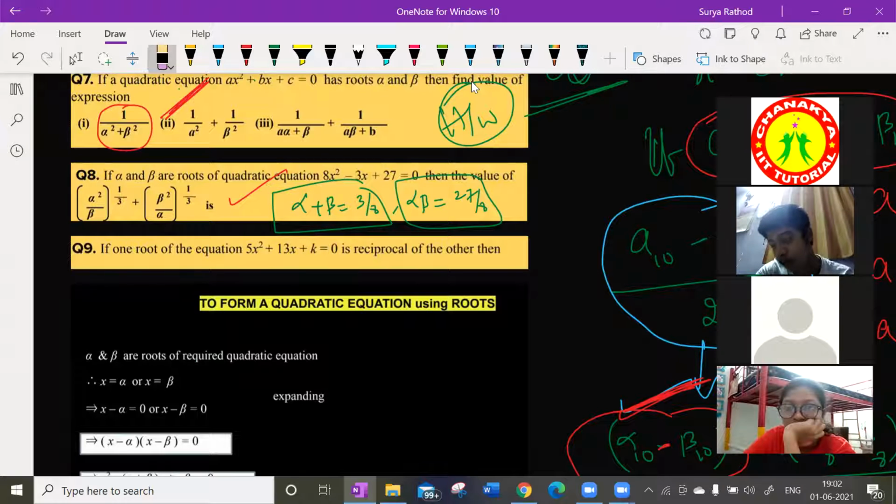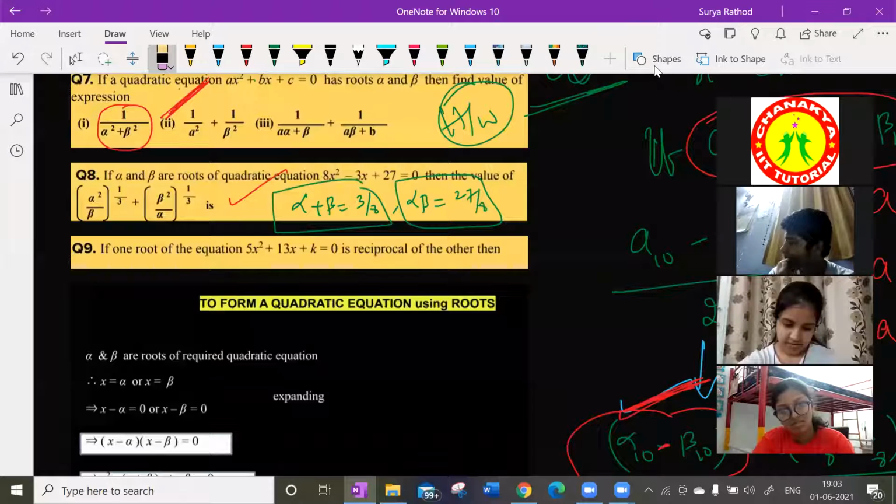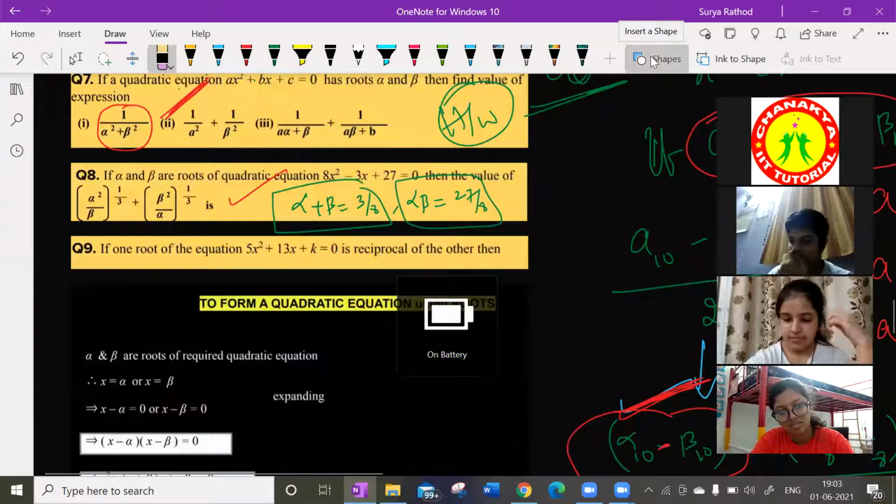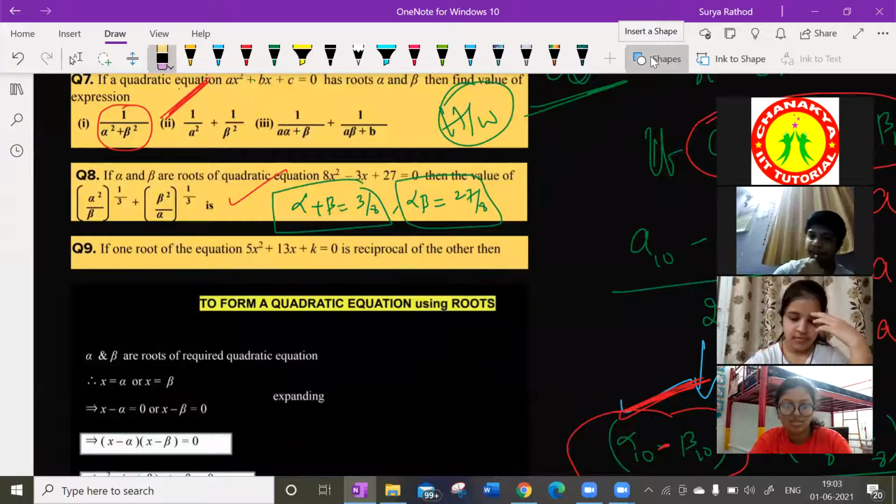Sir, is the answer 4? Wrong answer. Not 4. 1 by 4? You say 1, 2, 3, 1 by 2, 1 by 3, 1 by 4. 1 by 4 is the right answer. Make it fast. 1 by 4 is the right answer.